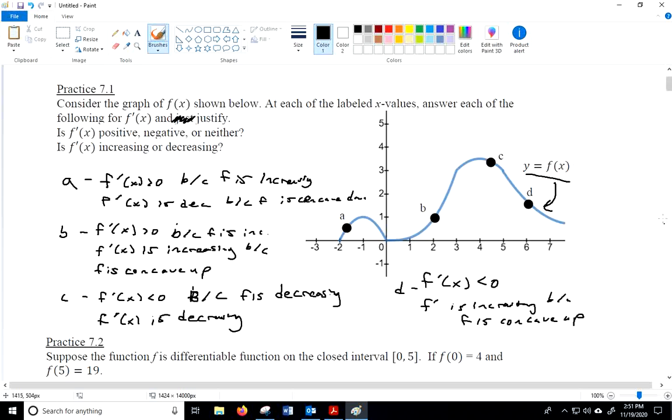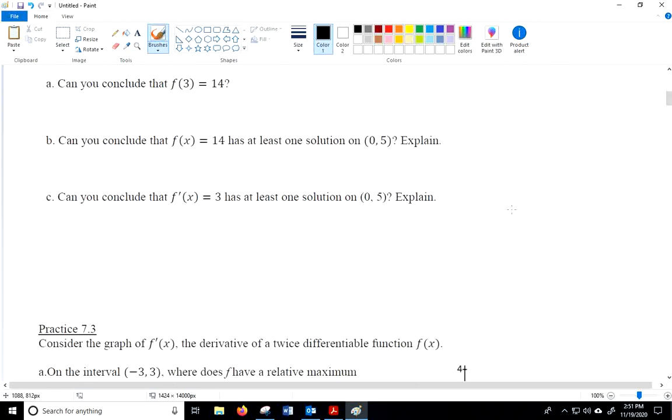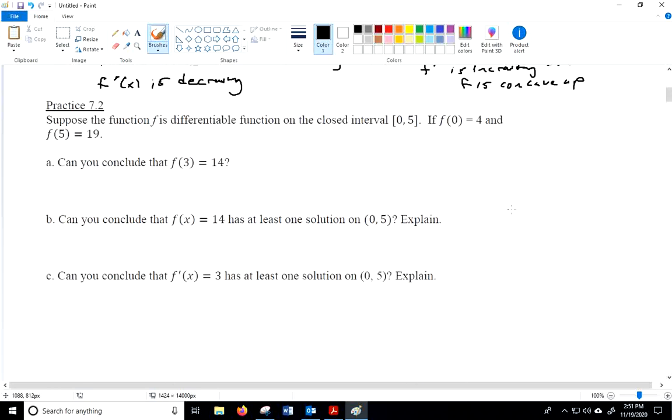All right, let's take a look at practice 7.2. Suppose the function f is differentiable on the closed interval from 0 to 5. If f of 0 equals 4 and f of 5 equals 19, I would like you to answer each of these three questions. So pause the video for a minute, please. It was just those three. Yeah, pause the video and give it a try.